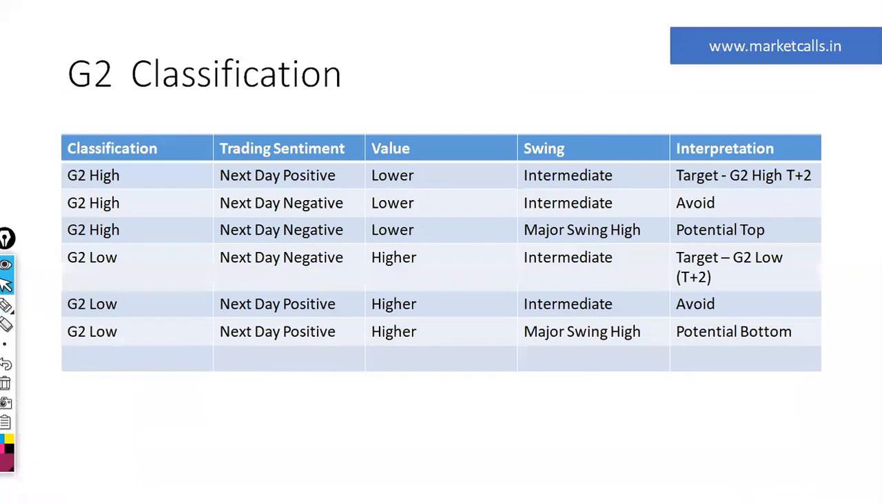So again, the G2 low is nothing but the reverse scenario of G2 high. If there is a G2 low, and next day you're seeing negativity, then go and attempt the target levels. So G2 low will be mostly coming like this. In that case, this low will be considered as a G2 low. And next day you're seeing the market showing some sort of negativity. It used to go and test towards the G2 high with greater accuracy.